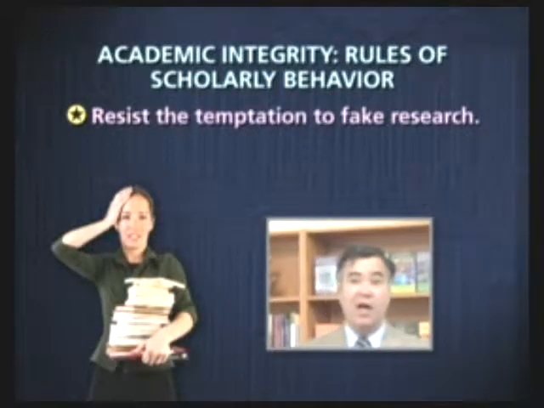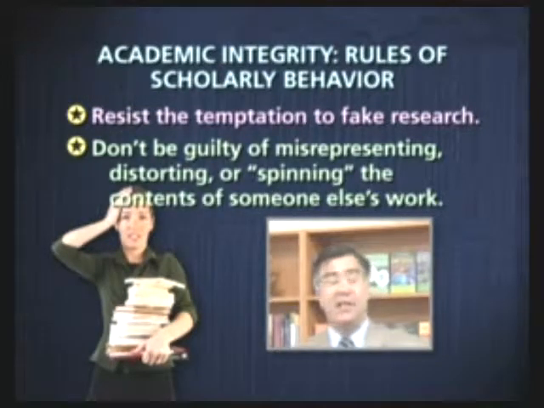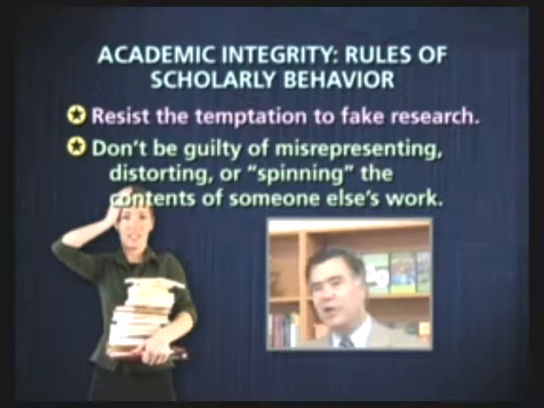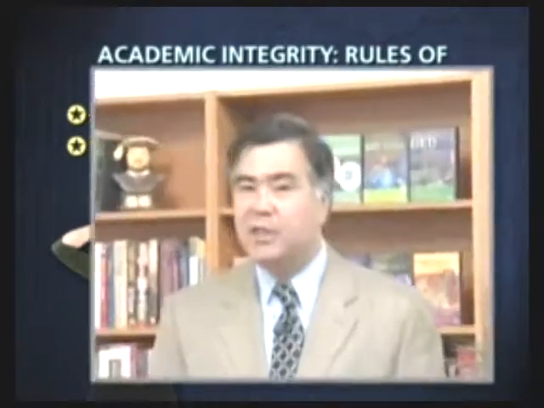Another scholarly crime consists of misrepresenting, distorting, or spinning the contents of someone else's work. For example, let's suppose that you find in some well-respected book or article a passage or a collection of facts that almost supports the main point you're trying to make in your paper, but doesn't quite support it. Instead, let's say that this passage or the collection of facts lend partial support, but the author of this book or article then goes on to make a very different point from the one you're trying to make, or perhaps even to disagree with your point.